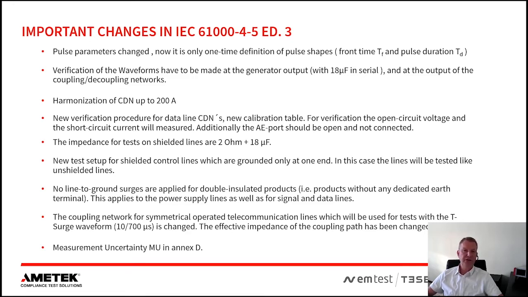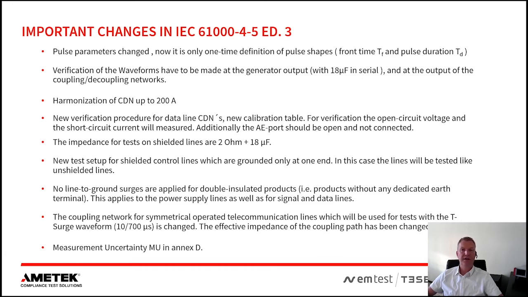The calibration of the waveform has to be done at the generator output, which is 2 ohm, plus a serial 18 microfarad capacitor. And we also have to calibrate the output of the couple-decouple networks from main supply lines. These CDNs are now harmonized up to 200 amps. We have different current classes, divided in the current range of 16 amps, 32 amp, 63, 125, and 200 amps.